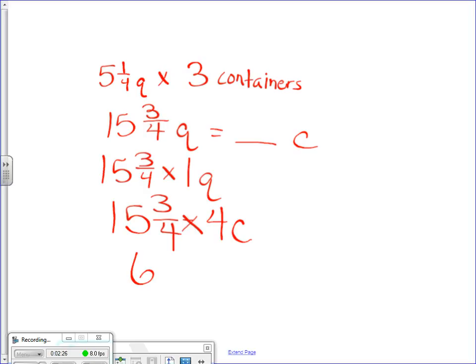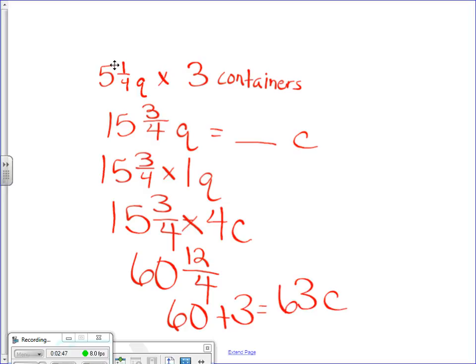15 times 4 is 60. 4 times 3 is 12 fourths. So you have your 60, 12 fourths is improper. 12 over 4 is equal to 3. 63 cups. So 63 cups total will fit in 3 containers.